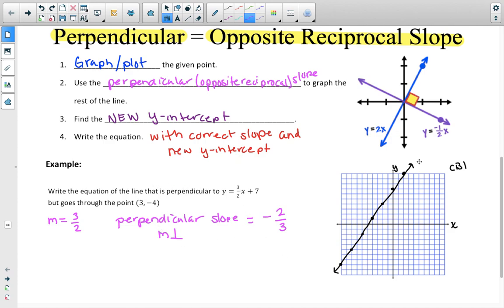So we want to go to the coordinate 3, -4. And we want to use our slope of -2/3 to do the rest of the line. So change in y of -2, change in x of +3. Can't go any further here, so I'll do a change of y of +2 and a change of x of -3. This is as far as I can go, so I'll draw my line here.